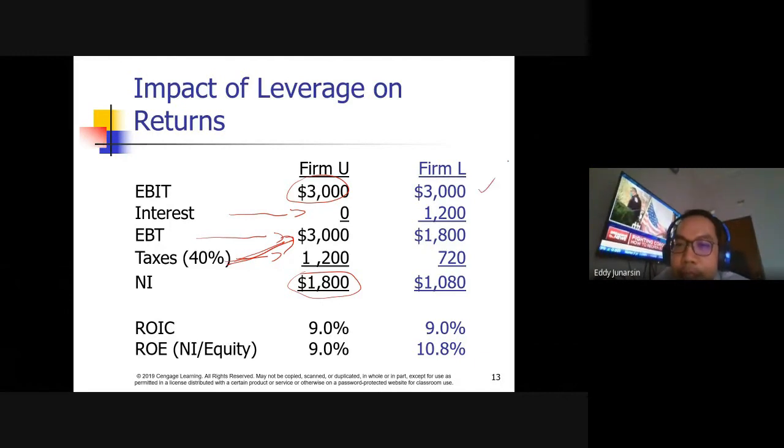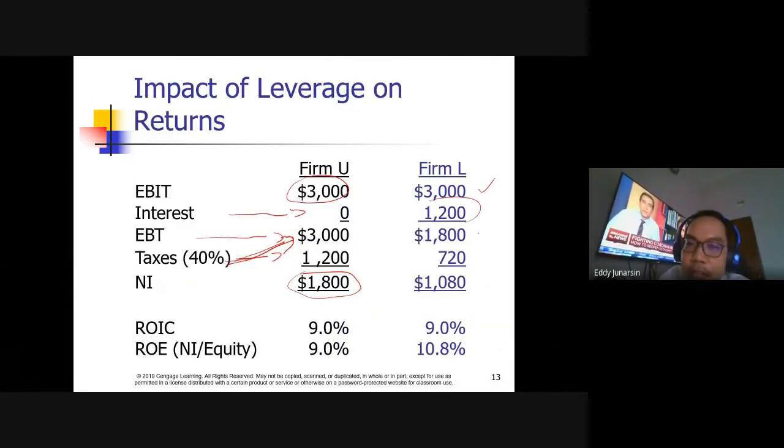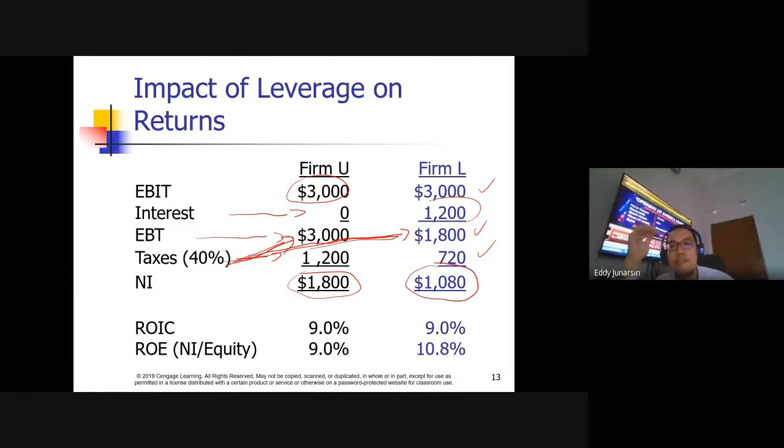For firm L, same thing here, same operating profit, but now it has to pay interest. The interest rate is 12%. 12% of 10,000 is 1,200. So the EBT is 1,800, minus the tax payment right here. 40% of 1,800 is 720. So the net income is 1,080. Okay, so firm L has a lower net income because it has to pay the interest expense.